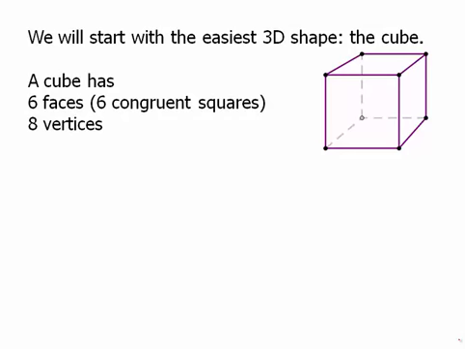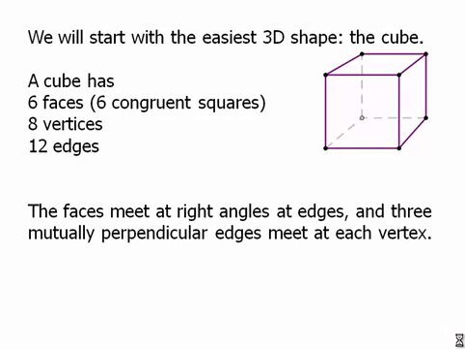It has 8 vertices, that is to say 8 corners. It has 12 edges, 12 congruent edges. Those edges, of course, are the little line segments that connect vertex to vertex. And it is true that the faces meet at right angles at the edges, and 3 mutually perpendicular edges meet at each vertex. So these are the properties of a cube, very special.